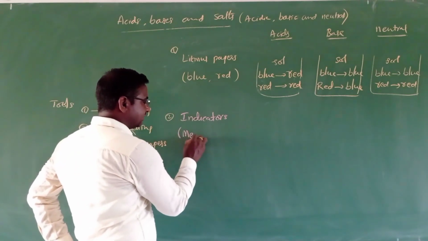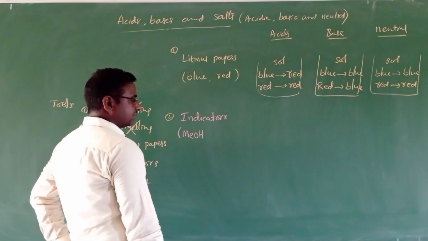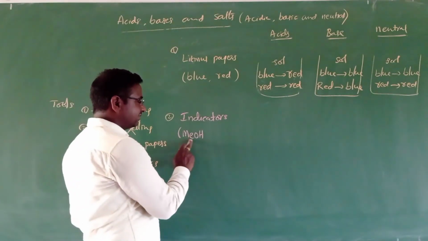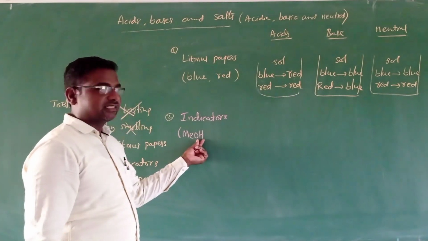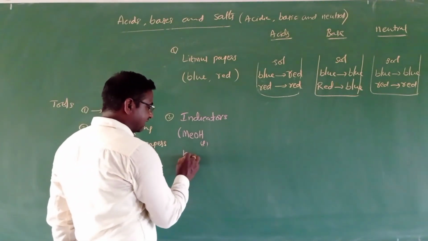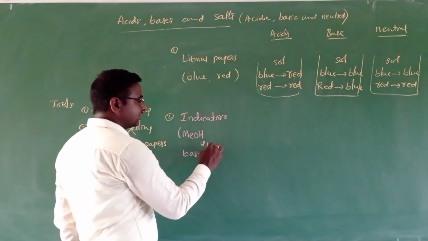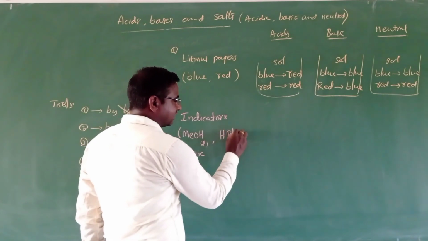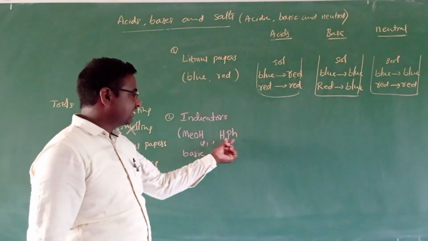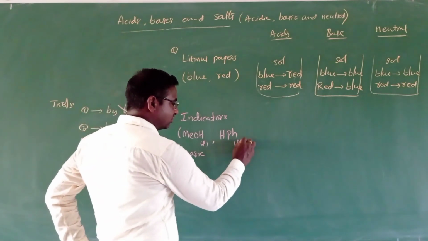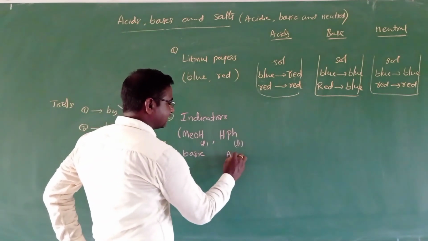Methyl orange. Methyl orange's short form is MeOH. Here Me means methyl, and OH stands for hydroxide, which is basic in nature. Methyl orange is a liquid that is basic in nature. The next one is phenolphthalein. Phenolphthalein, here the H means acidic in nature. This phenolphthalein solution is acidic in nature.